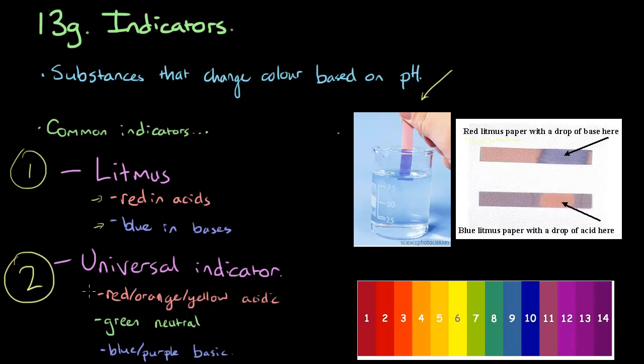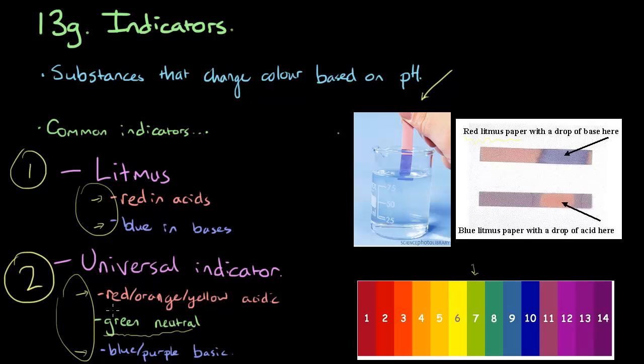Now the good thing about this is that these general color schemes for universal indicator also match the general color schemes that were for litmus. One thing that universal indicator can do that litmus cannot is it can also indicate when a solution is neutral, and that is with a green solution.